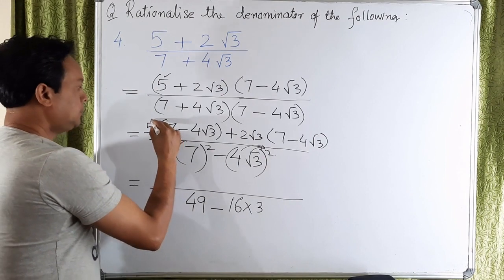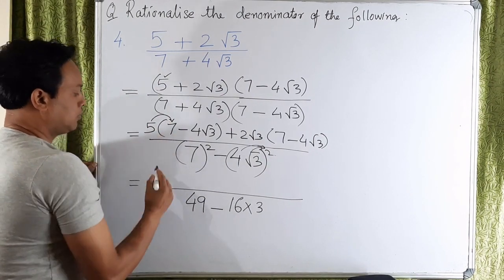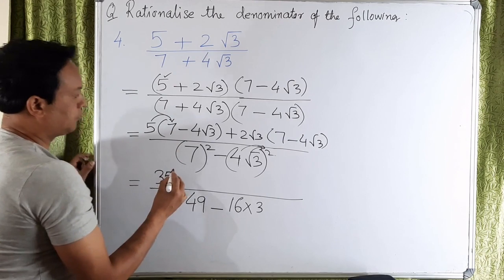Now on top, numerator. 7 and 5 will multiply. 7 fives are 35.